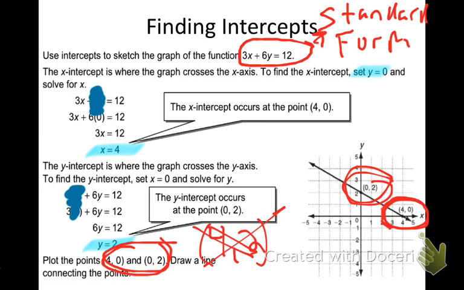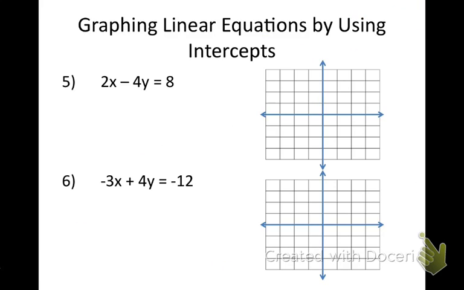So let's look at the next one here. Number 5. I have 2x minus 4y equals 8. I want to find my x-intercept first. So to find the x-intercept, my y value is technically going to be 0, or just covered. Just cover it up here. So I solve for x. My x-intercept is now 4. X-intercept is 4.